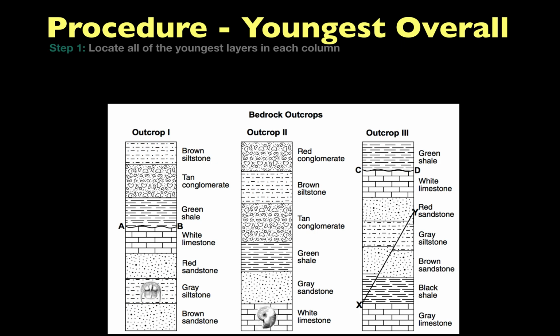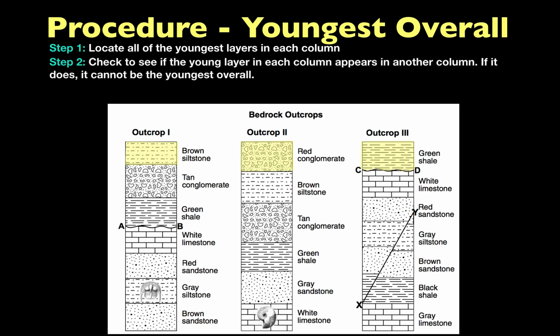So the first step, I want you to locate all of the young layers in each column. That should be really easy because it's going to be the top layer in each column. Those are all the young layers in each of the three locations. Our goal is to figure out which one of those three layers is the youngest out of all of them. Well, to do that, let's do step 2. Check to see if the young layer in each column appears in another column. If it does, it cannot be the youngest overall.